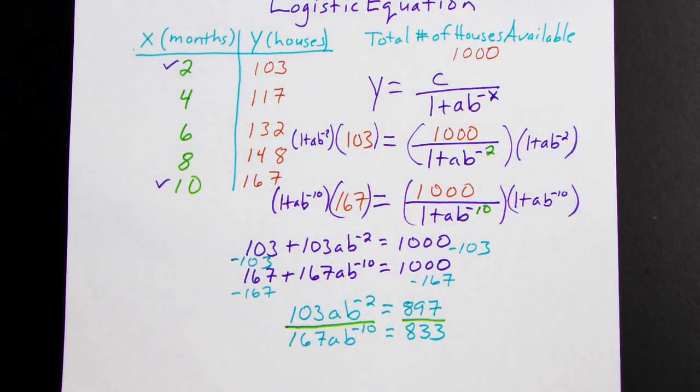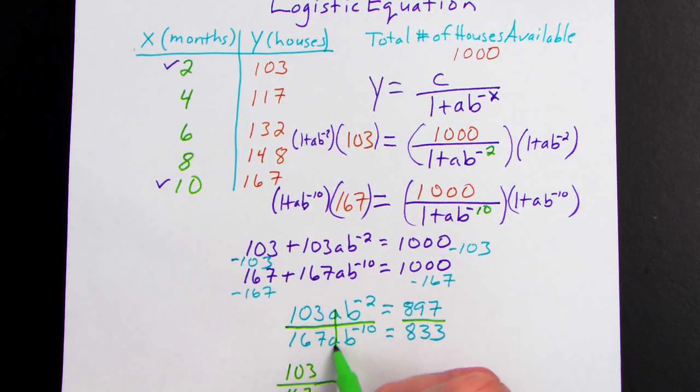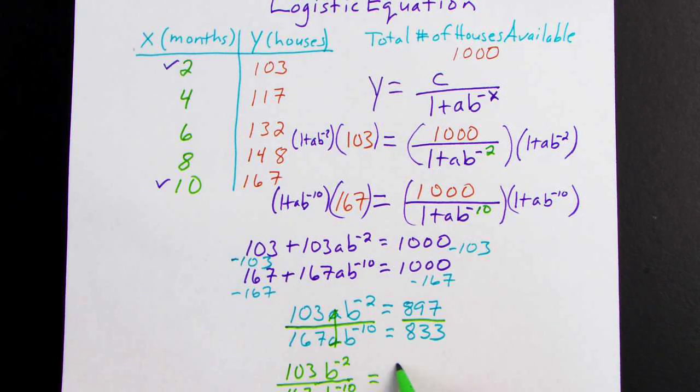I'm not going to touch my calculator yet. I'm going to save that for a couple lines down. Doing this division, I now have 103 over 167. The a's divide out, leaving me with b to the negative 2 over b to the negative 10 equals 897 over 833.